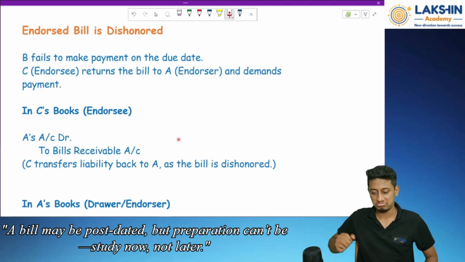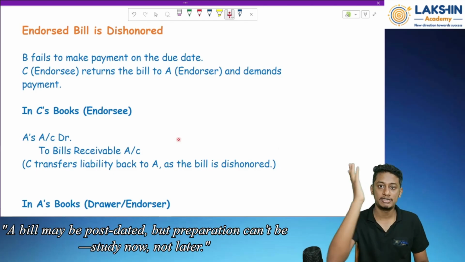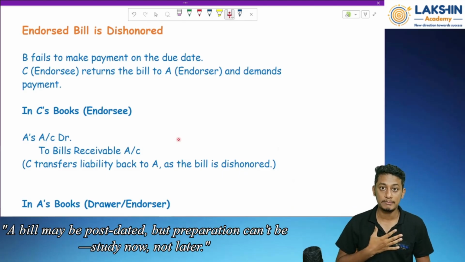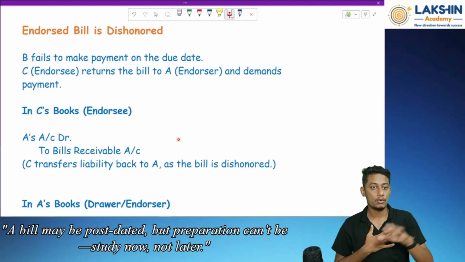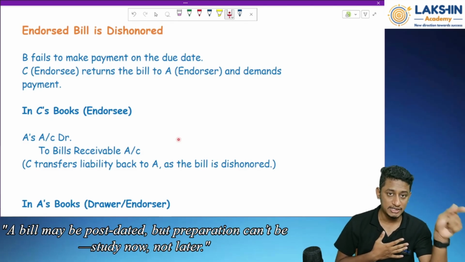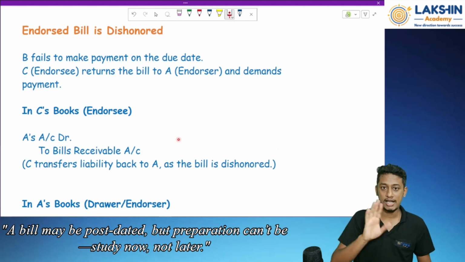So Mr. A will be like, this person has not made the payment. So Mr. A will catch hold of whom? Mr. B. Mr. C is getting hold of me, Mr. A. And I am going and holding Mr. B's collar, because Mr. B is supposed to make the payment to me. Clear? This is a triangle. Love triangle.